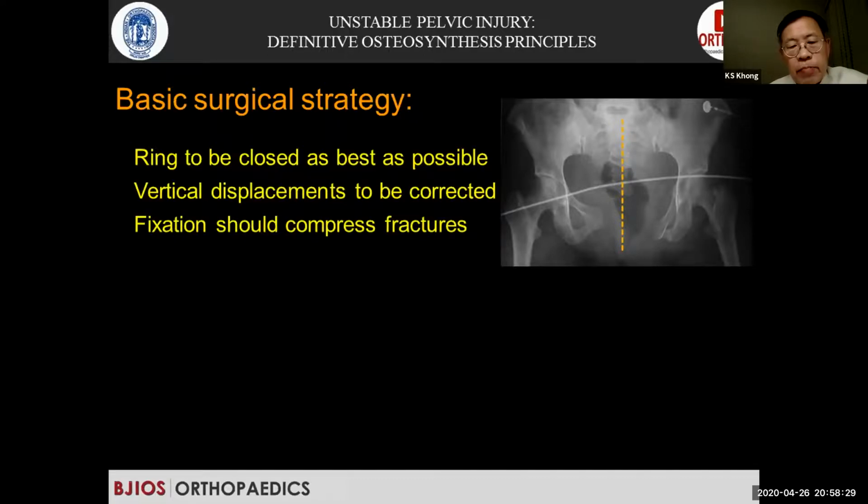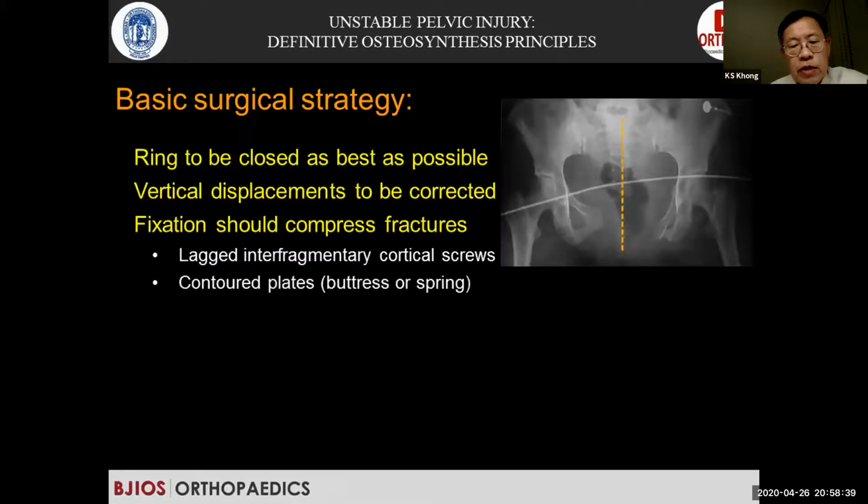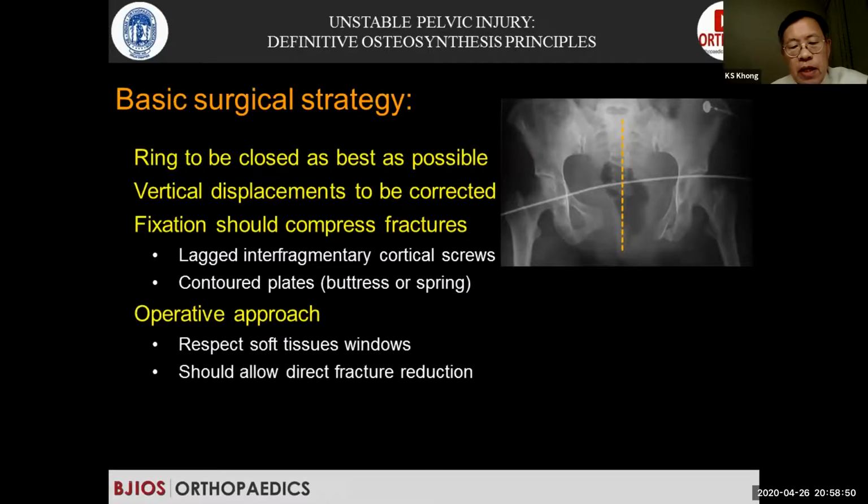Fixation should try to compress fractures. So I am not a big fan of angle stable plates, so I use compression plates most of the time. And you can do lag interfragmentary screws, usually cortical, not cancellous, and contoured plates, whether they are buttress or spring plates. The operative approach should respect soft tissue windows and should allow direct fracture reduction, because it's so complex already.